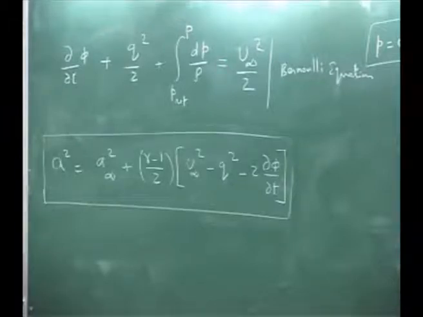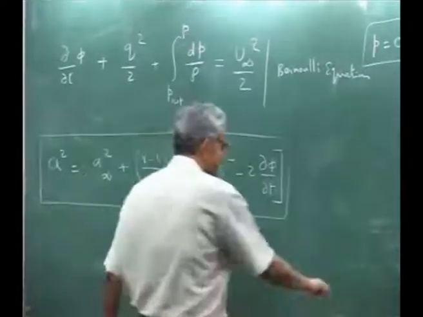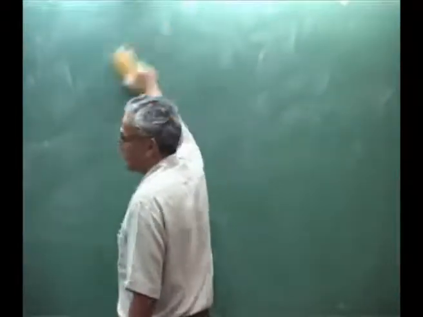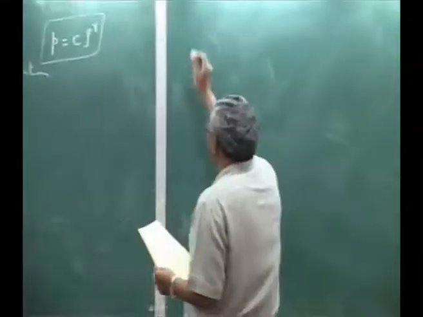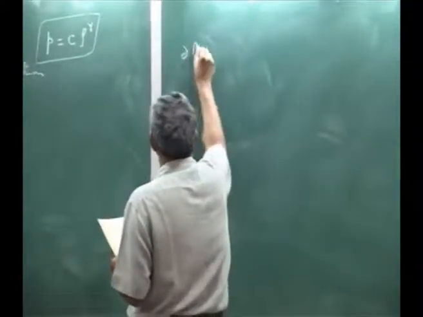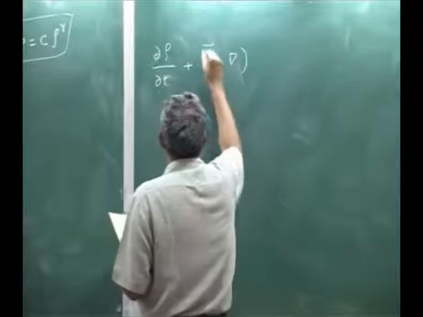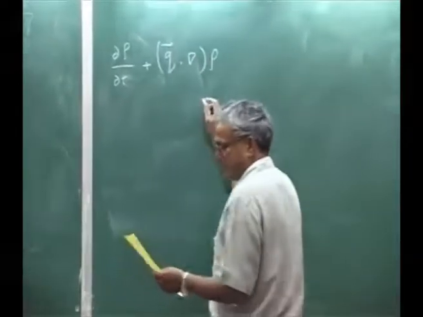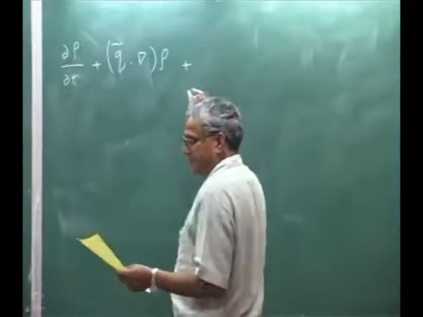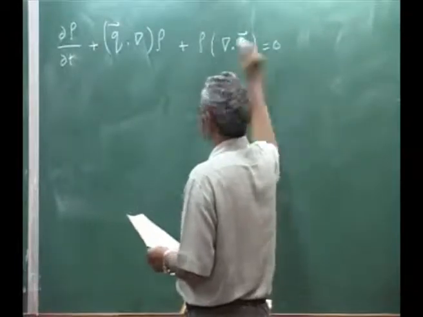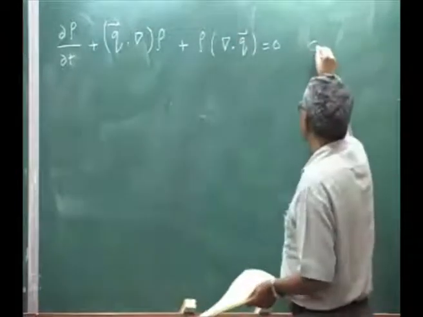Now, how do we get the final equation? Because this is still used. Please understand, this equation will be used. We will go back and write our continuity equation. The continuity equation is delta rho over delta t plus q dot del rho plus rho del dot q equals 0. Okay, this is my continuity equation.